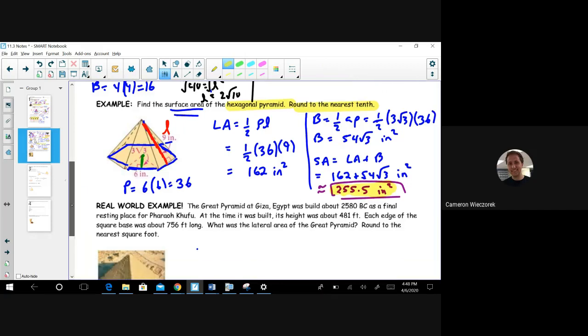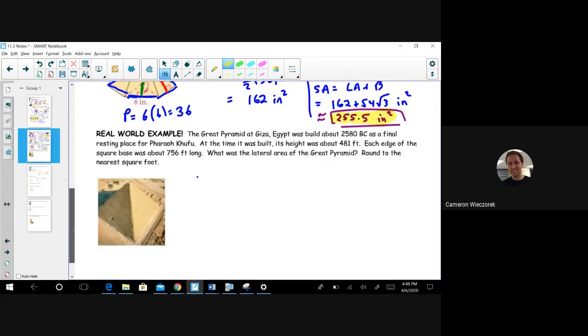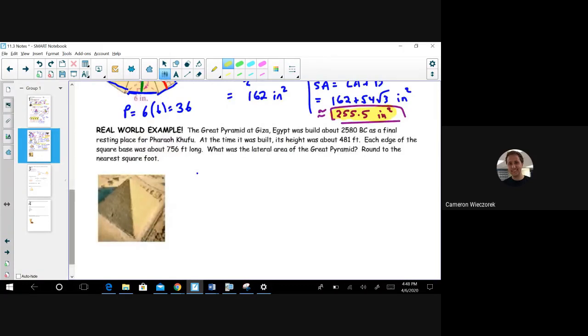Now let's look at one real-world application. I mentioned the Great Pyramids of Egypt. Here's one below, a little aerial view. It says the Great Pyramid at Giza, Egypt was built around 2580 BC, long time ago, as a final resting place for Pharaoh Khufu. At the time it was built, its height was about 481 feet. This is huge. You have to keep in mind this is a real-world object. It's not something you can fit on your kitchen table. This is a massive object.